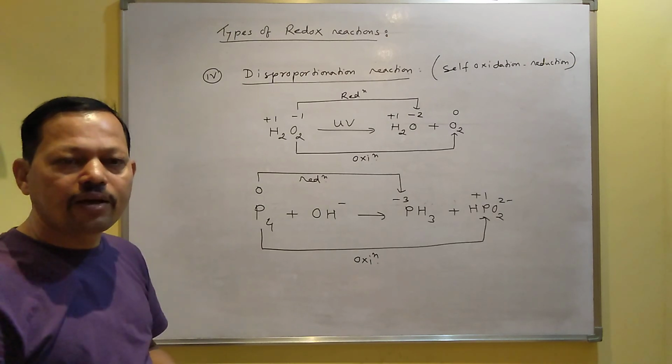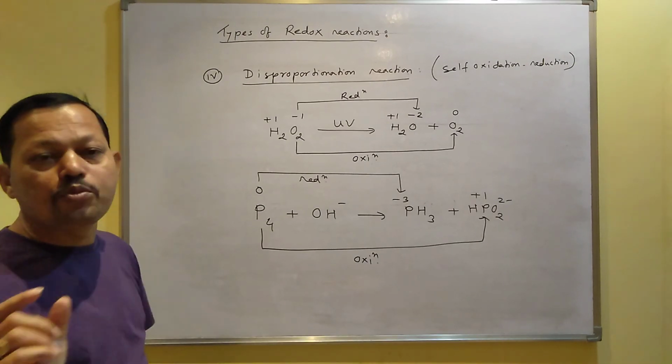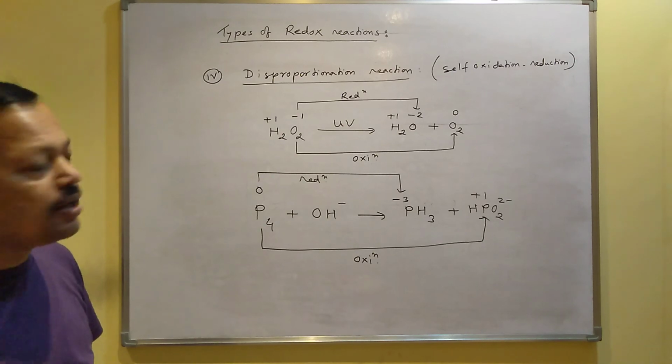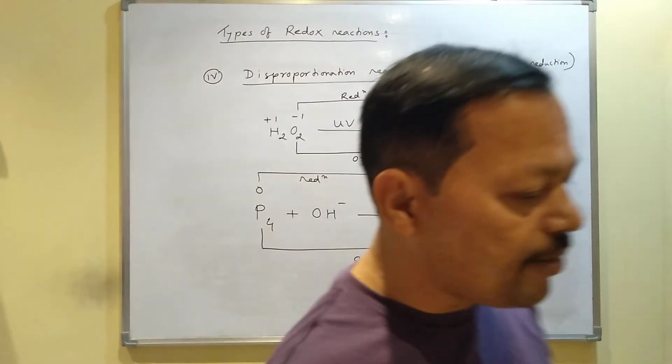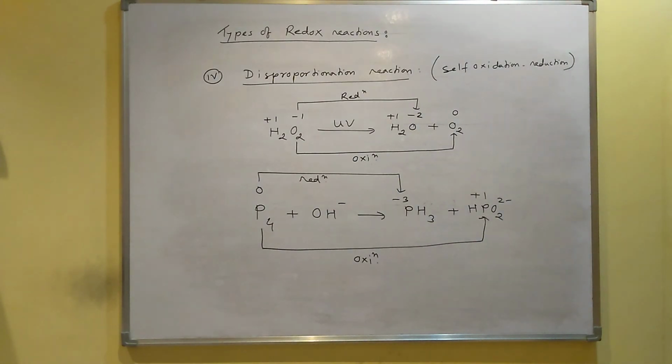In exam you may get a question like this: what is disproportionation reaction? Give one example. Then you have to write the example like this. So a disproportionation reaction may be one example of redox reaction.